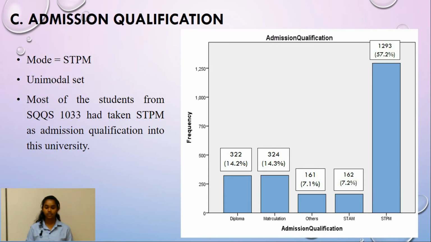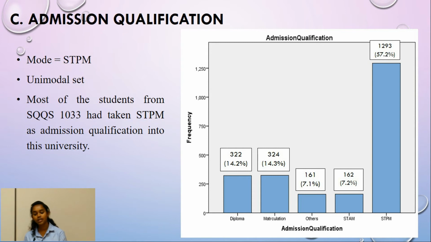Third is admission qualification. For the admission qualification, STPM is the mode. The admission qualification is a unimodal set. They got 5 categories in admission qualification. First is diploma, matriculation, others, STAM and STPM.